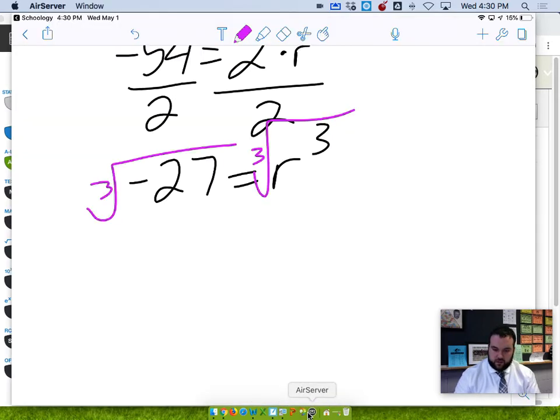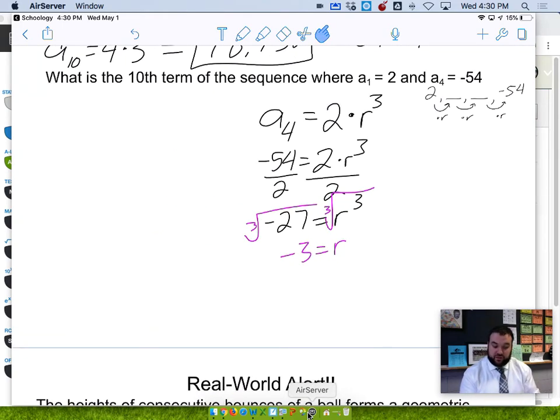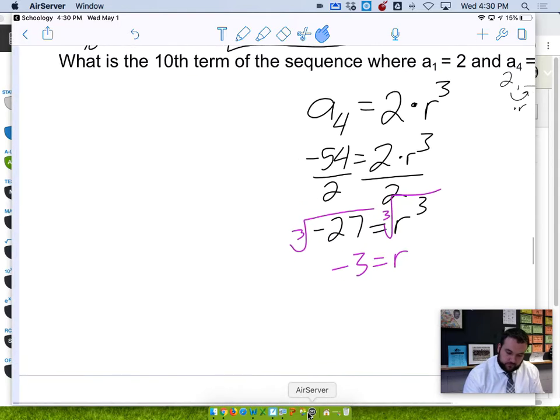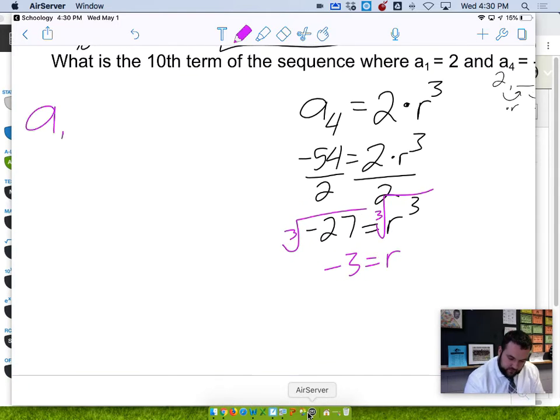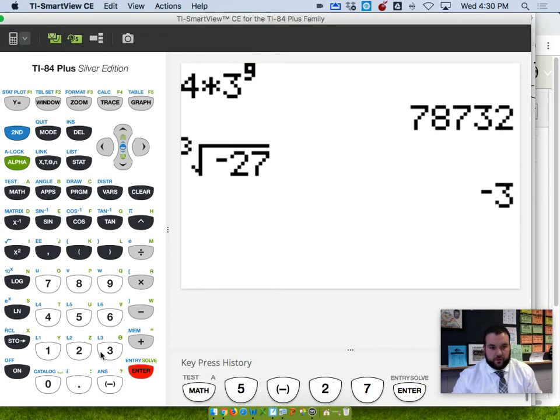So I come back here. That means negative 3 is equal to r. So now I have enough information to find the 10th term. To find the 10th term, I'm going to take the first term, which was 2, and times by -3 nine times. So I'm going to raise that to the 9th power. Again, just going to rely on the calculator for these things.